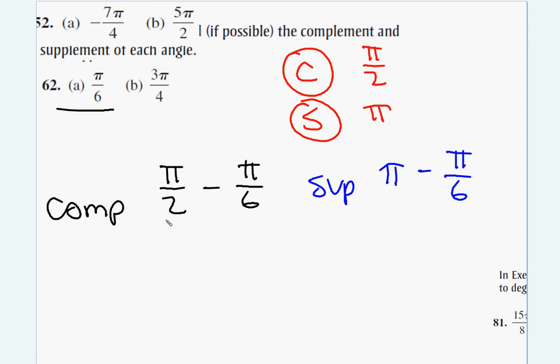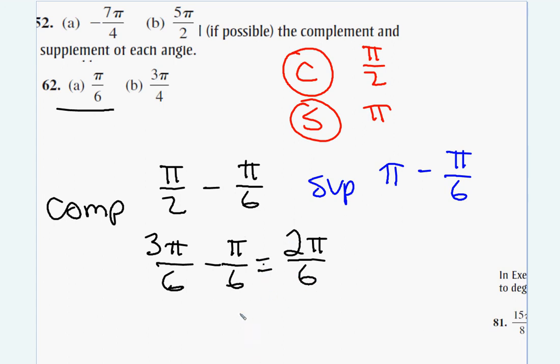Okay, so let's do this complement first. We need a common denominator of 6. If I multiply the denominator by 3, 2 times 3 is 6, so I have to multiply my numerator by 3, so that's 3 pi over 6 minus 1 pi over 6. 3 pi minus 1 pi, that's 2 pi over 6. And then we're going to reduce the 2/6 down to 1/3. 1 pi over 3, 1/3 pi is our complement.